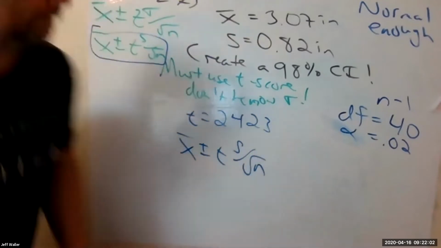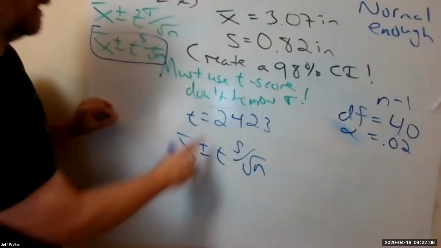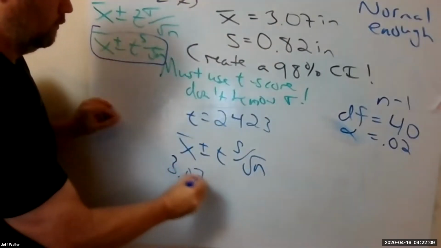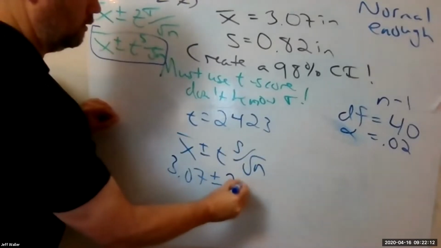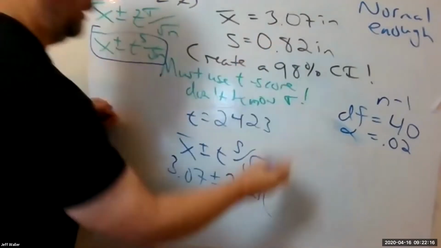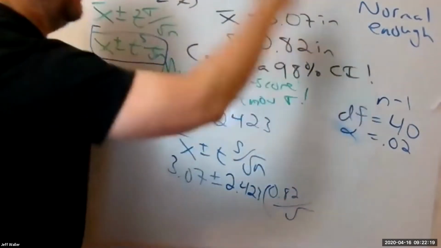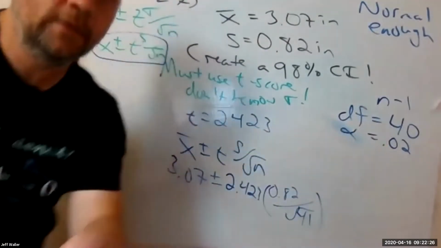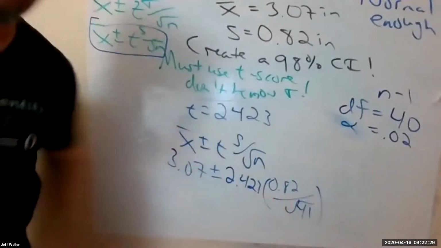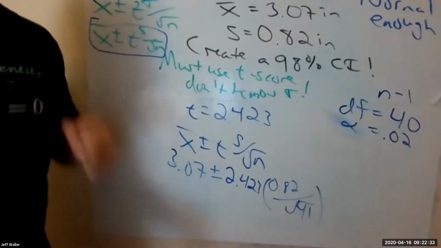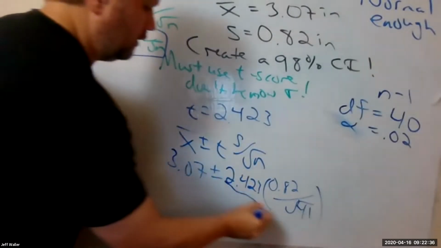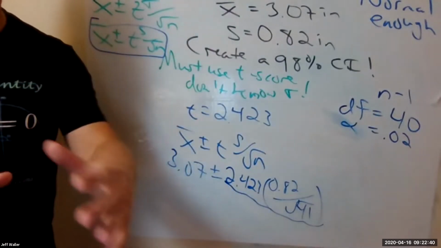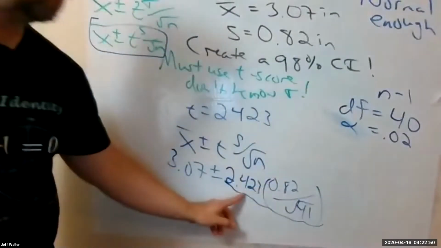All right. So now I got everything I need, right? I got the mean, 3.07, give or take 2.423 times the standard deviation, 0.82, divided by the square root of n, which is 41. One of the big mistakes is people will put 40 there because that's the degrees of freedom, but you need n. N is 41. So what part of that will you do first? The better you are with section 8.1, the easier this section is, because the only difference in any of the work is you use a different chart to get the number that goes here. That's it.